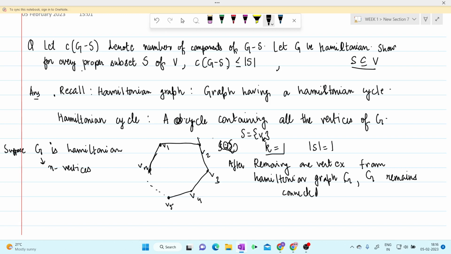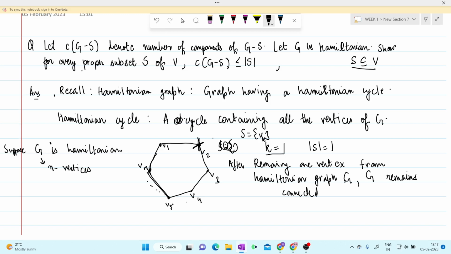Suppose I remove V2. Will this graph remain connected? No, ma'am. Okay, why? We have a Hamiltonian cycle, a cycle which starts with V1 and ends with V1. Now I'm saying that from this Hamiltonian cycle I'm removing one vertex, V2. Is this graph connected after removing this vertex V2? Will it remain connected or not?